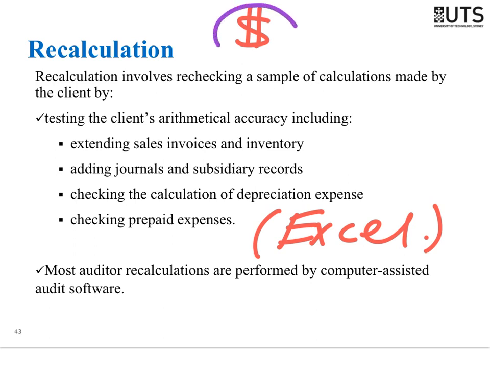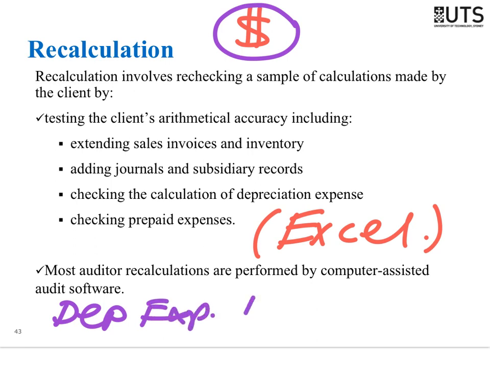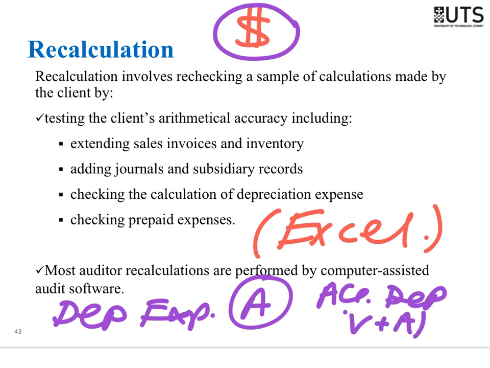If you're looking at the dollar amount, first of all, it's either accuracy or valuation and allocation. It's accuracy if it's a revenue or an expense, and it's valuation and allocation if it's a balance sheet item. So please be mindful. With depreciation, if you're testing depreciation expense, then the assertion is accuracy. If you're testing accumulated depreciation, then it's valuation and allocation.